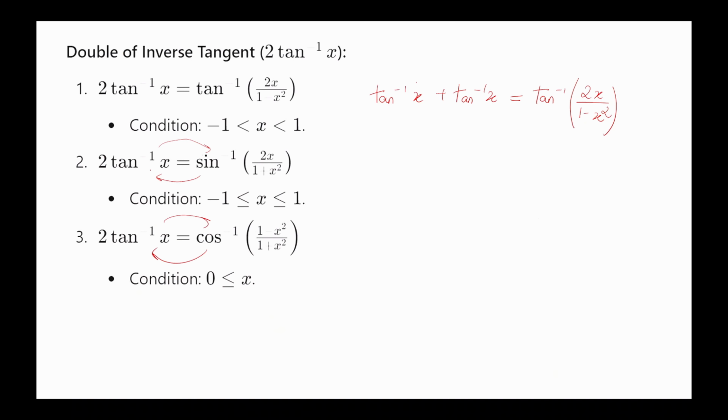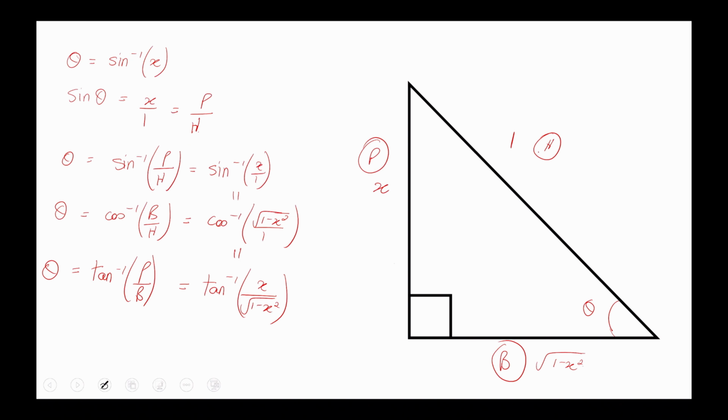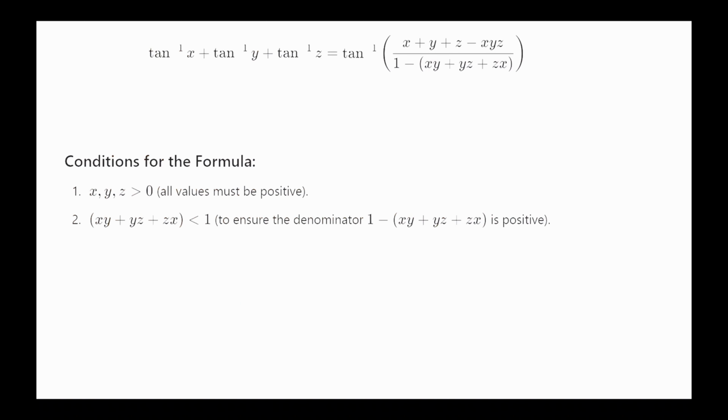Let's say if you have 2 times tan inverse x, you can write it as sine inverse of 2x upon 1 plus x square. If you have 2 tan inverse x, you can also write it as cos inverse of 1 minus x square upon 1 plus x square. So keep these conversion techniques in mind, they can come in very handy while solving questions. Now, majorly the theory part of this chapter is complete. This is just one more formula that you can remember.